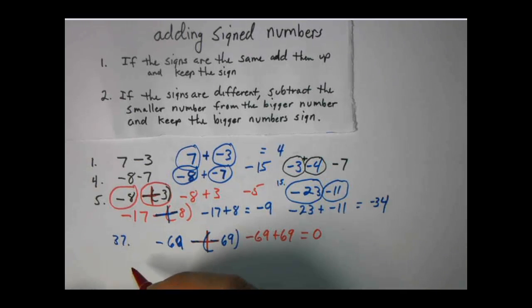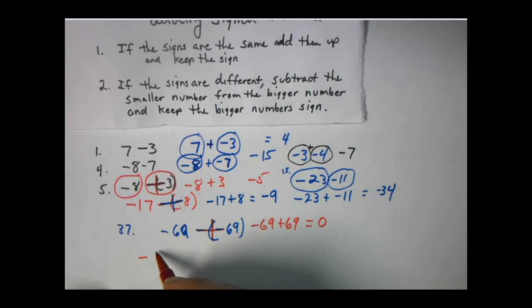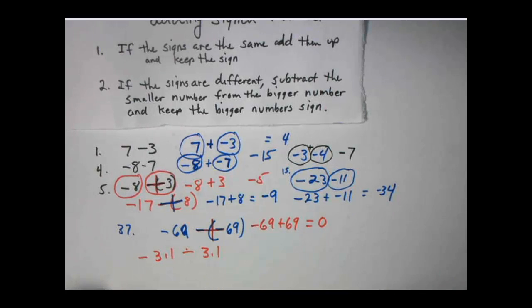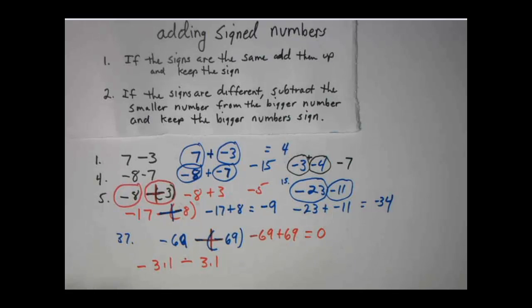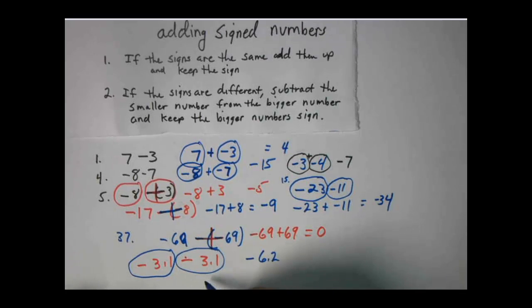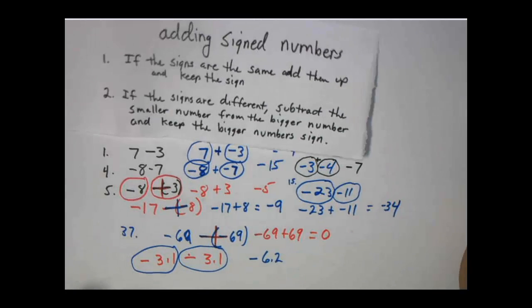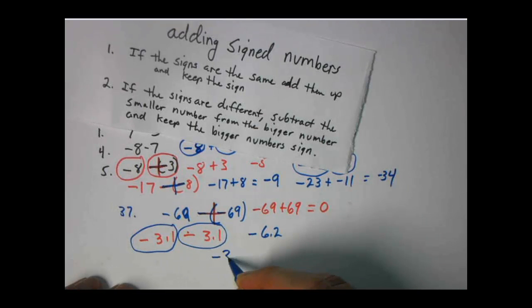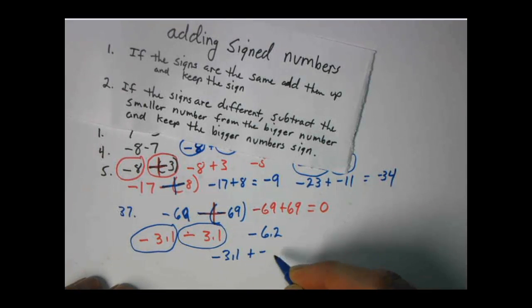Doesn't matter if they're decimals. So if we have minus 3.1, minus 3.1, just made that up. It's not a numbered homework problem. So again, we can either just kind of pretend we're circling these. Signs are the same. We add them up. We have minus 6.2, or we can rewrite the problem to where we have minus 3.1 plus minus 3.1, if that works better for you.